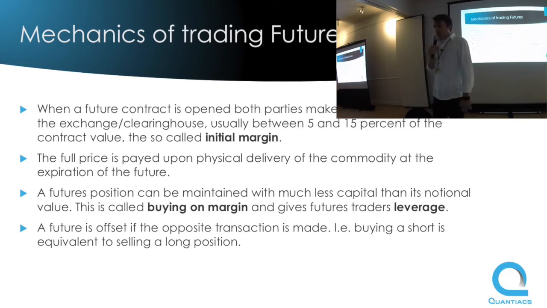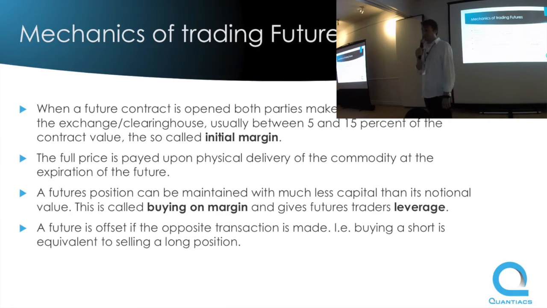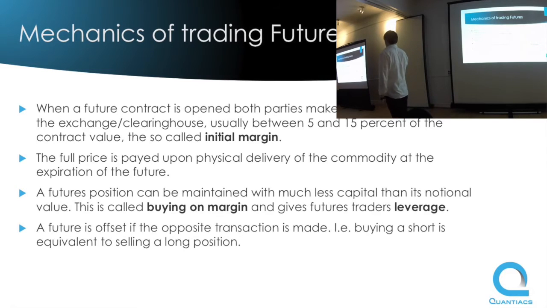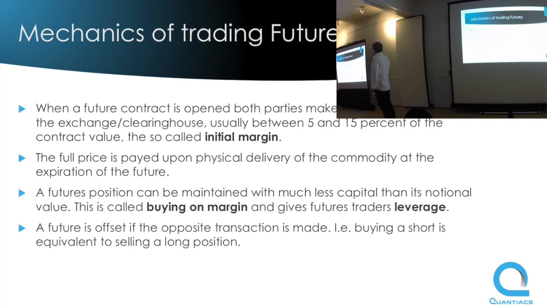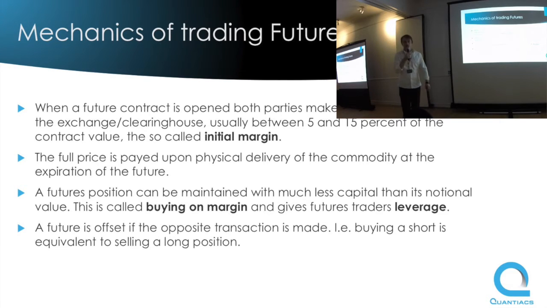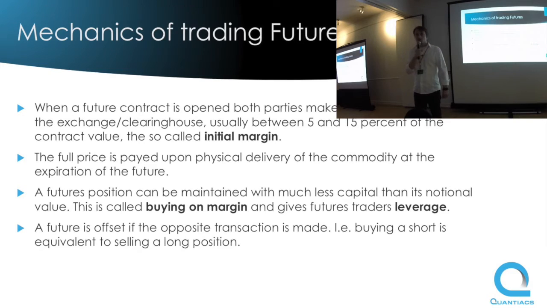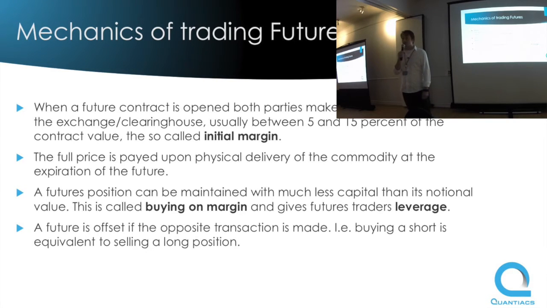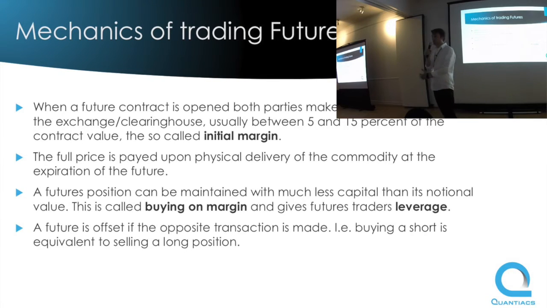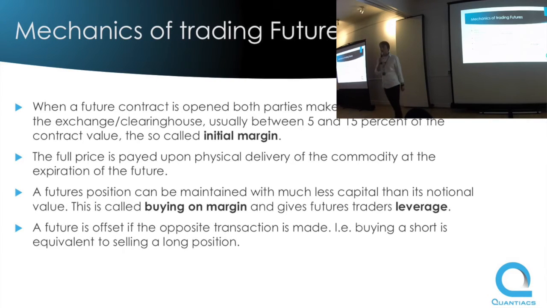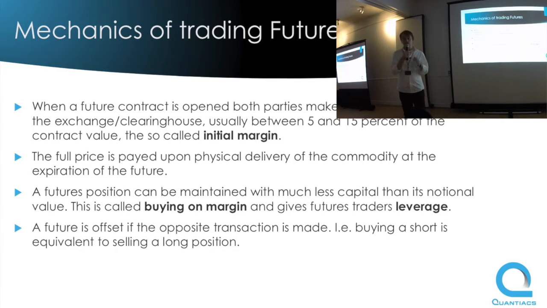A future position can be maintained with much less capital than its notional value, and this is called buying on margin. This is exactly the process that I just described, and of course this gives you leverage. I can maintain a position that is exposed to the risk of 5,000 bushels of corn, which would cost 25K if I bought it on the spot market, with just $2,500. So I have a trade with a leverage of 1 to 10.